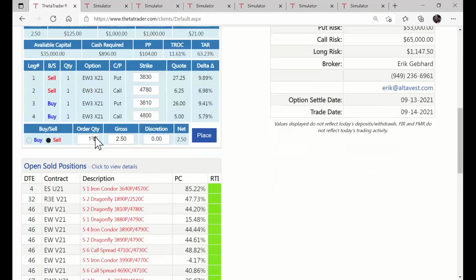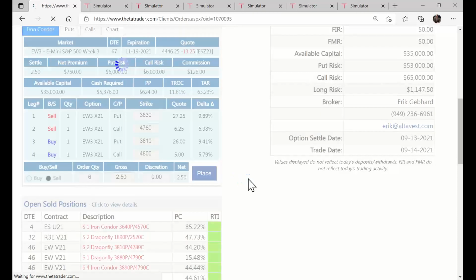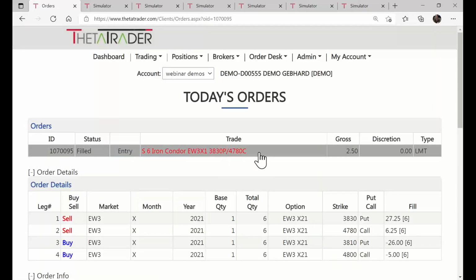It always defaults to 1, but you can change the quantity, and you see here it changes all the numbers. Maybe we'll do 6 of these, and it always defaults to a sell, because you're selling the Condor and collecting the premium. We'll leave the pricing alone at 2.5 and place that order. And there it just assumed we're filled in this demo account. All right, now we'll look at a Dragonfly.